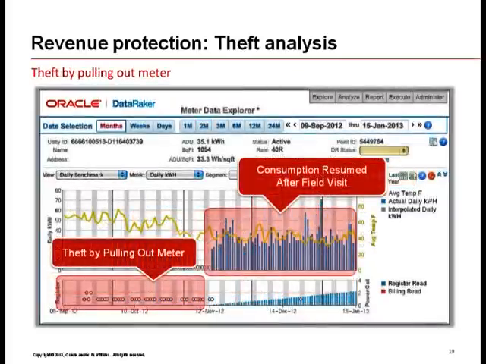So this is an example where meter is being put out frequently. From 24th September 2012 onwards, meter is being put out on every weekday, which is indicated by meter power outage events. And meter was inspected on 13th November 2012. Based on inspection, what we found was there were scratches on the meter, which indicated that meter was being put out frequently. Subsequently, old meter got replaced with a new meter, and after that, the consumption has resumed, which is evident from the second highlighted area.